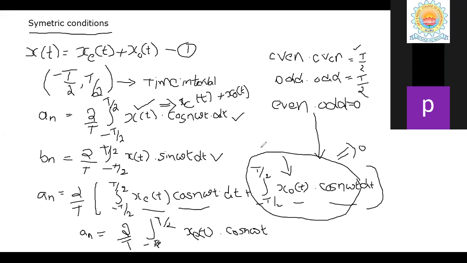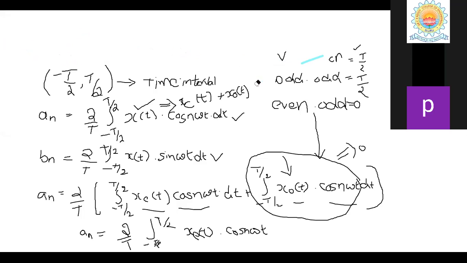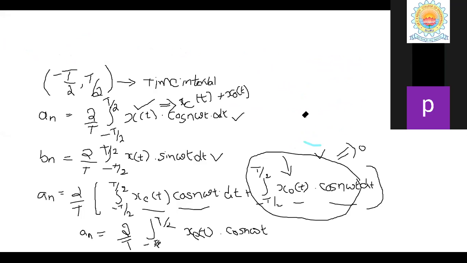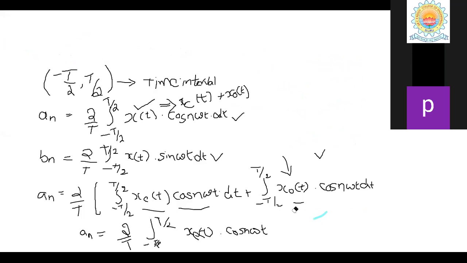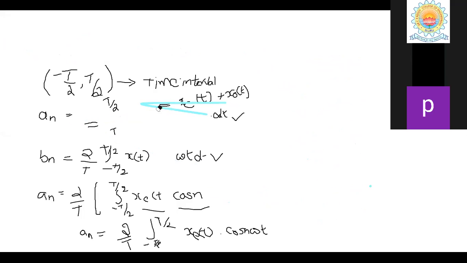So please do remember this. Meanwhile, I will erase the contents here. See, this is completely to obtain the symmetry conditions.